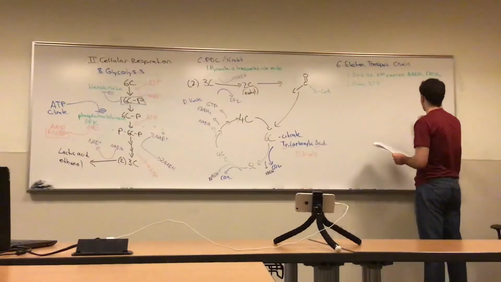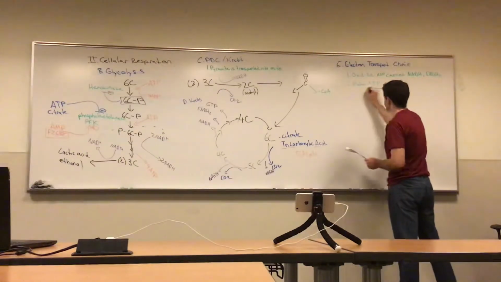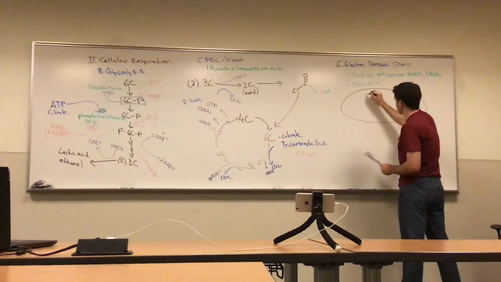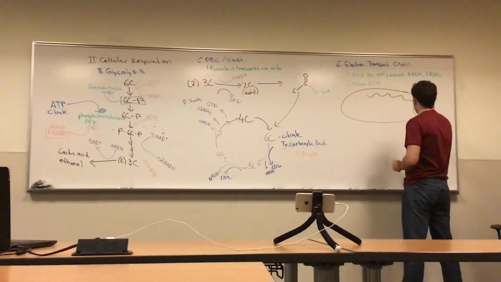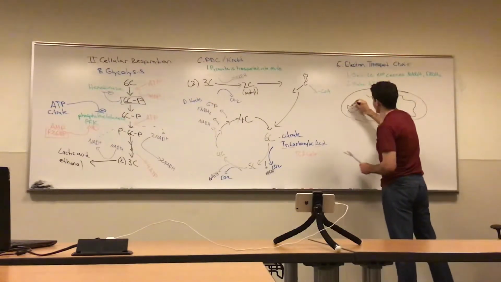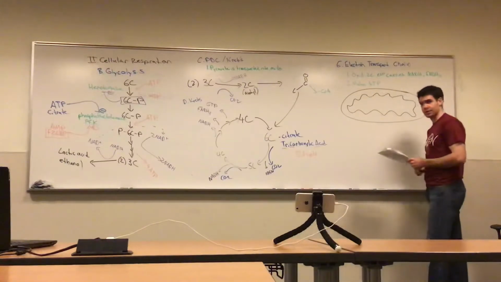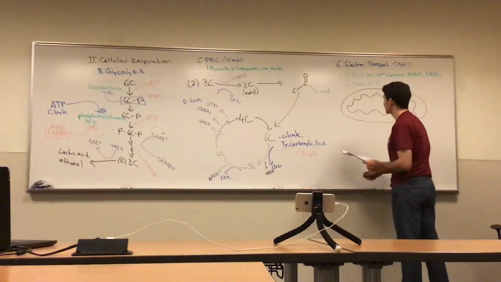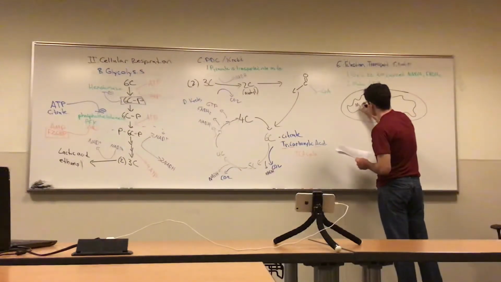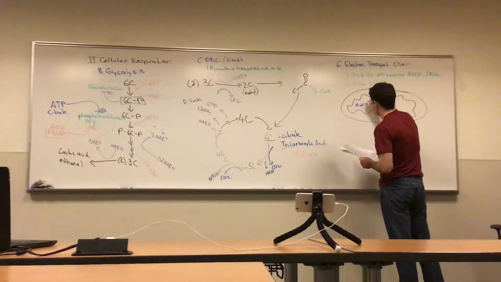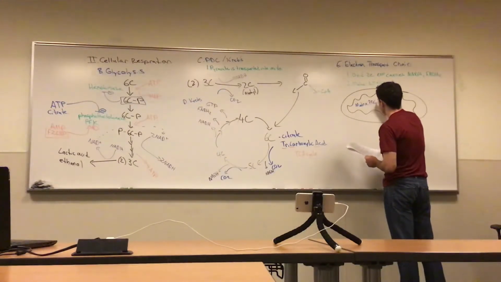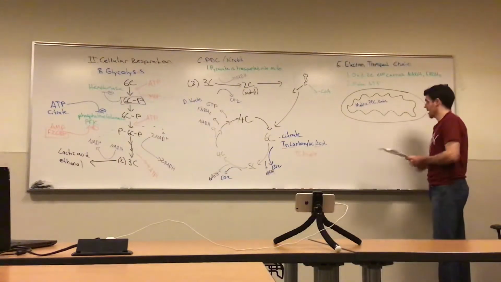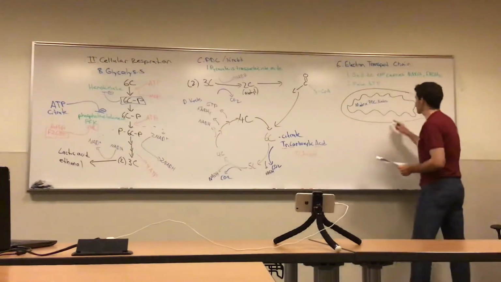So let's look at the mitochondria. So here's our mitochondria. Here's our inner membrane. And remember, the outer membrane of the mitochondria is pretty porous. But the inner membrane is not. So inside the matrix, here's the matrix. This is where we have PDC and Krebs going on, right?